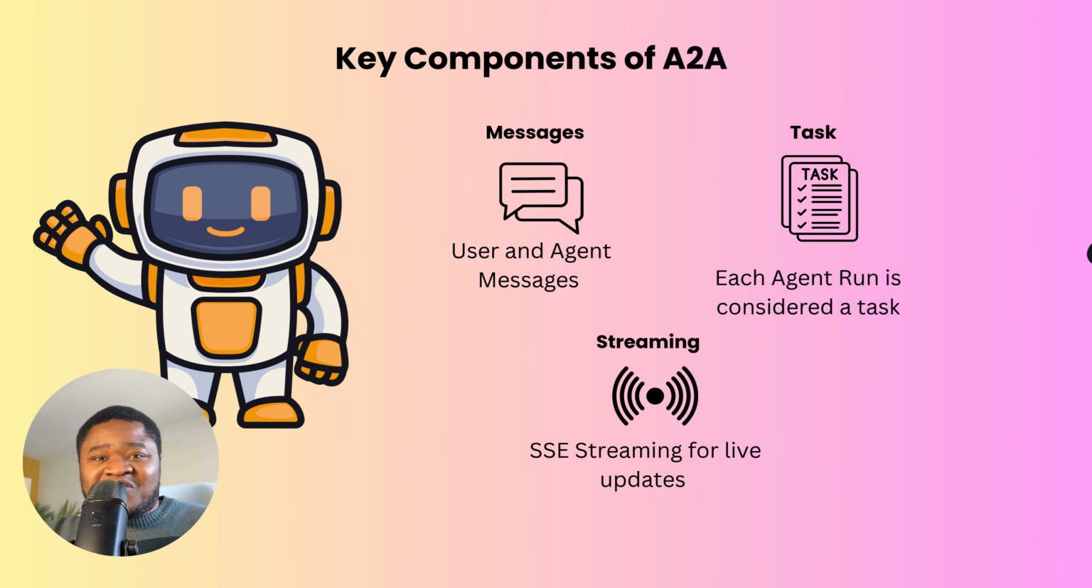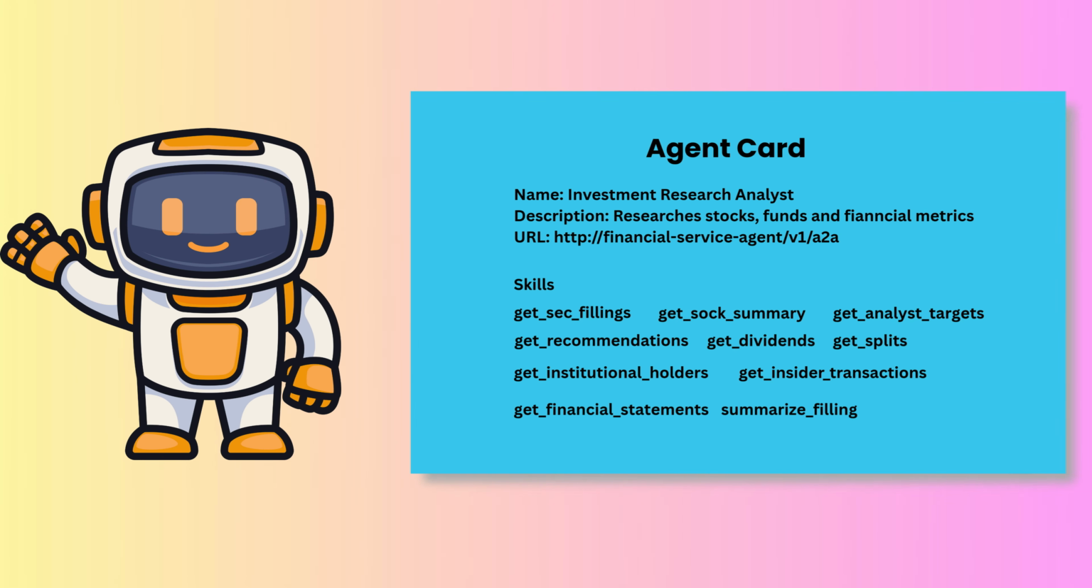Now, let's dive into the code. All right, so this is the remote agent we're going to be building. It is an investment research analyst agent. It is going to be able to research some stocks and some financial metrics, and we're going to be able to access it from a specific URL. Now, here are the skills that we're giving this particular agent: get SEC filings, get stock summary, get analyst targets, recommendations, and so on and so forth. So we give it all these tools, and we expect it to be able to answer questions related to stock analysis. So let's dive right into the code.